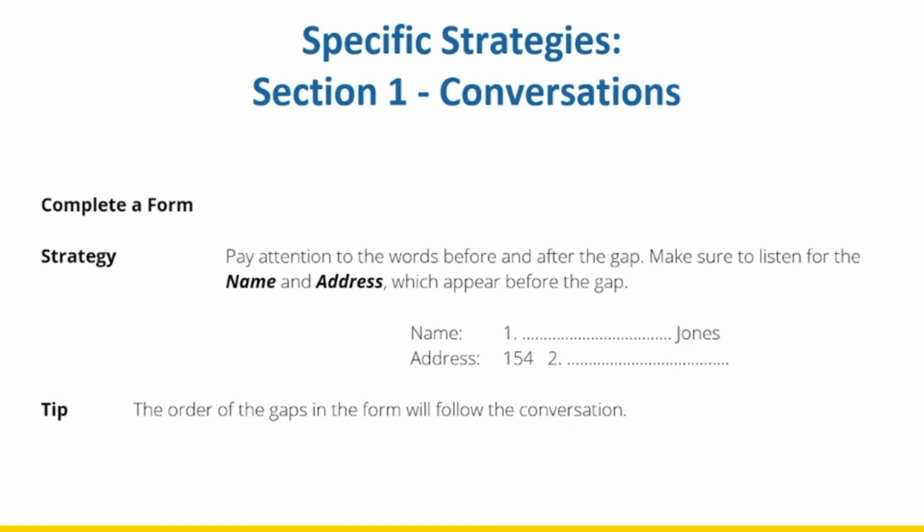The next example we have is address 154, 2, and gap. So whenever you hear 154, the following information you're going to write down in your gap. And remember that the order of the gaps in the form will follow the conversation.